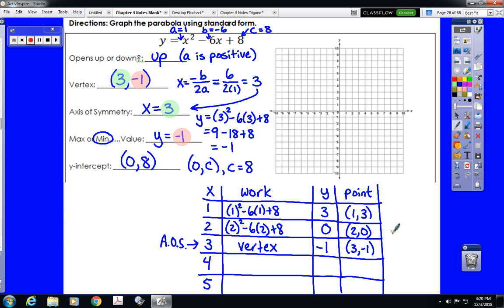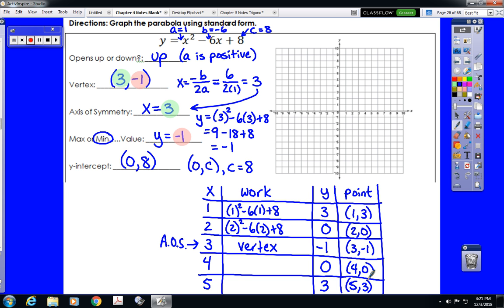Now, believe it or not, that is all the work that we have to do, because as I mentioned, it's symmetric. So if this distance is 1 and this distance is 1, then the y values will be the same. So this y value has to be 0, meaning the point (4, 0) is on my parabola. The same can be said between 3 and 1, a 2-unit difference, and between 3 and 5, a 2-unit difference. So if 1 has a y value of 3, so does 5.